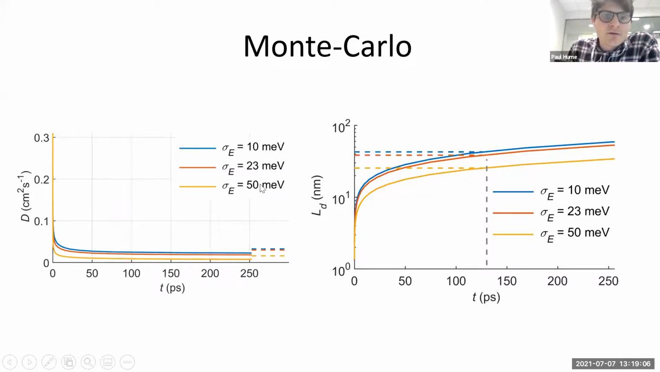And the other paper, the Nature Comms paper, they actually measured a slightly larger disorder width for their sample of IDIC, and our Monte Carlo agrees quite well with that too. So that was really nice.